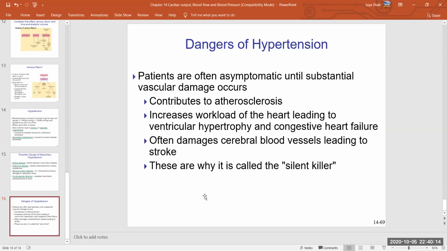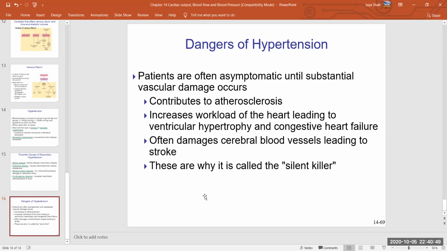So why is hypertension such a dangerous disease? When you control blood pressure within normal range with medication, it is not dangerous. But if you don't control hypertension, then it is a multi-systemic disease. It affects most of the organs of your body. Hypertension is usually asymptomatic. That's why we call it the silent killer of our body.